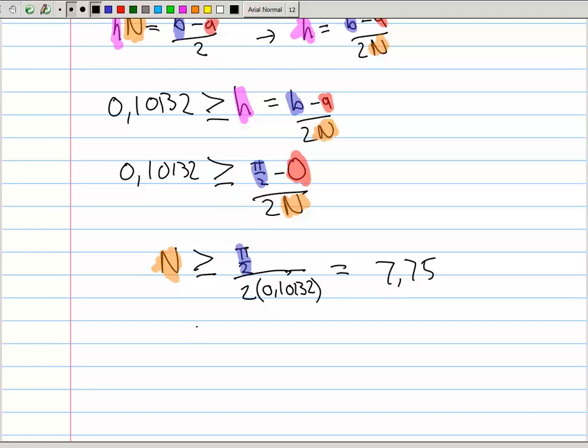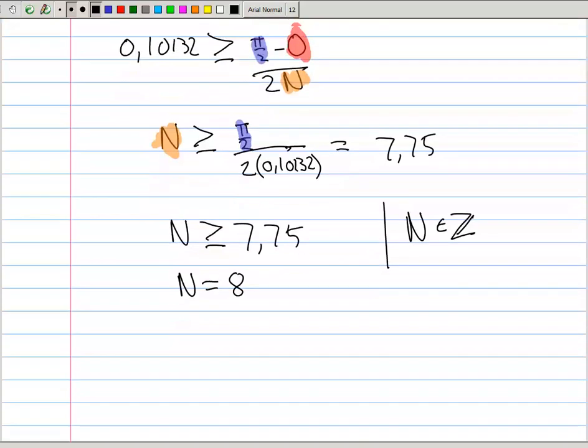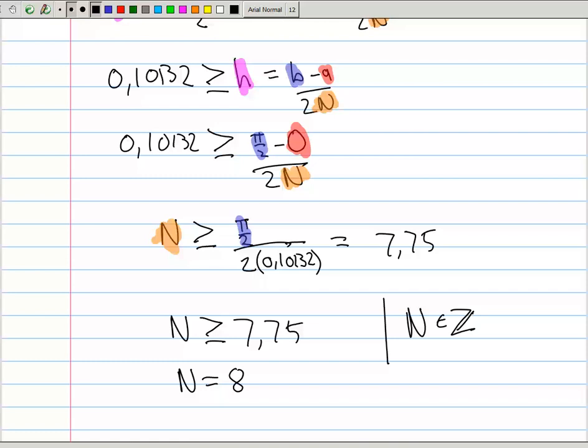Once again, I'm going to write it out for clarity. We know that N has got to be greater than or equal to 7.75. But remember, we know that n is an element of the integers. As such, the first bigger integer than that, we can then state that n is equal to 8. We need to make n equal to 8 or something larger than that. Because we don't want to make more work for ourselves than we have to, we're going to stick with 8. Now we do have a final value for n.